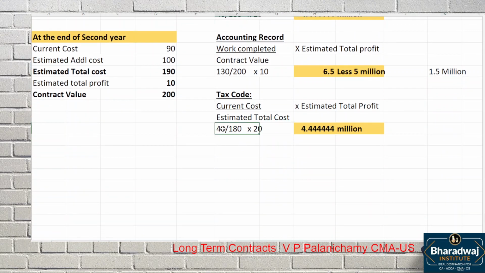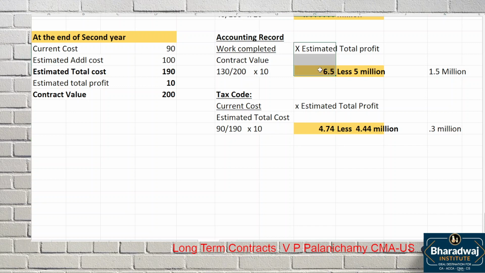When you go for the other one, it will be 90 divided by 190 into 20. How much does it come? 4.74 million. Less first year, how much is recognized? 4.44 million. So balance, how much you would recognize? 0.03 million or 0.3 million.